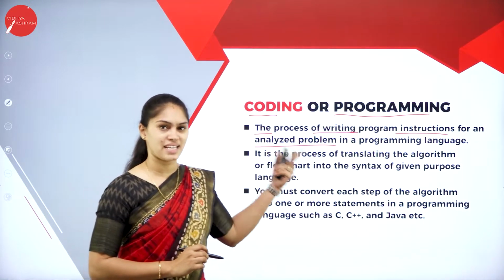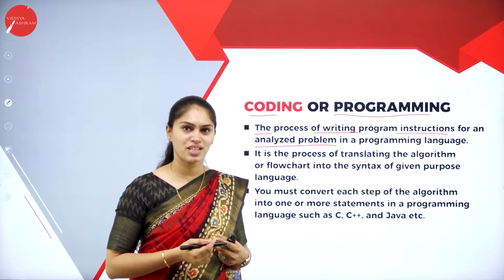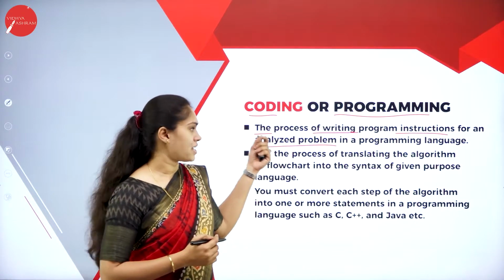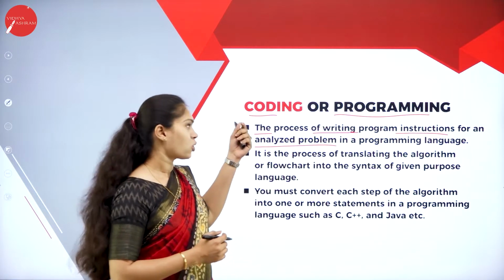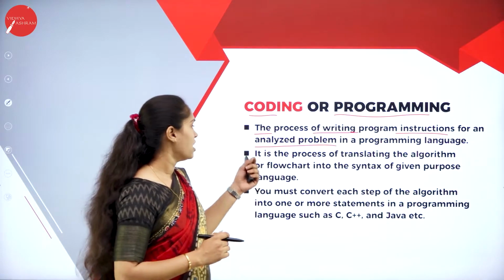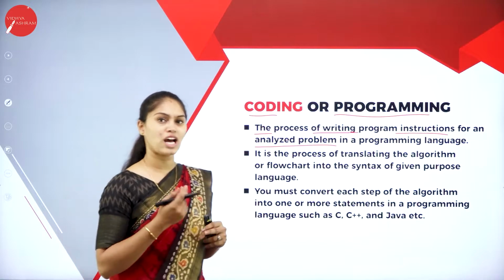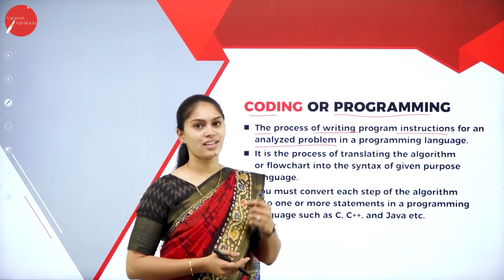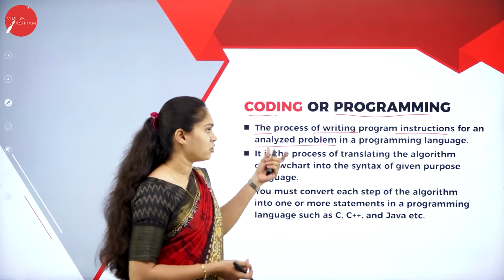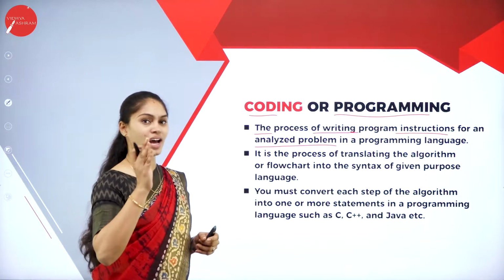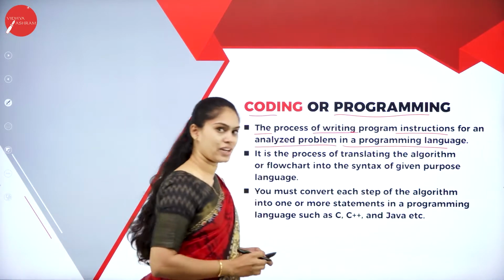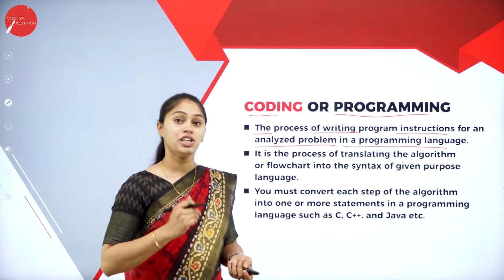So what was the second stage? We have analyzed what the inputs required are, what the outputs required are, and how it is going to work. So that comes as programming now. So that is coding or programming. It is a process of writing program instructions for an analyzed problem. Without analysis, we cannot get to know what the inputs and outputs required are and how the methodology is going to work. So we have to write programming instructions for the analyzed problem in a programming language.